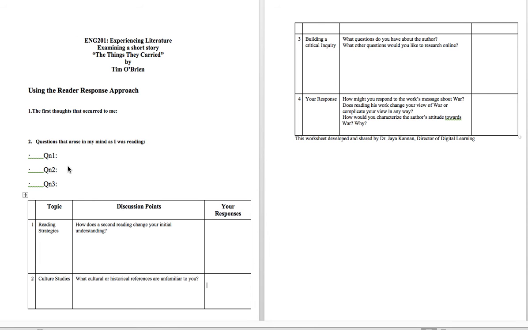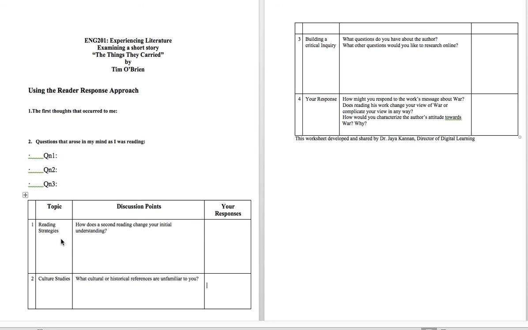Then start thinking about specific questions that arise in your head. Perhaps you might think about why Lieutenant Cross is carrying the letters with him if they're a distraction. Maybe you're thinking about, does Martha actually love Lieutenant Cross? Maybe you're thinking about, is there going to be some items that are not actually military items that they're carrying as you start getting into it more and more?